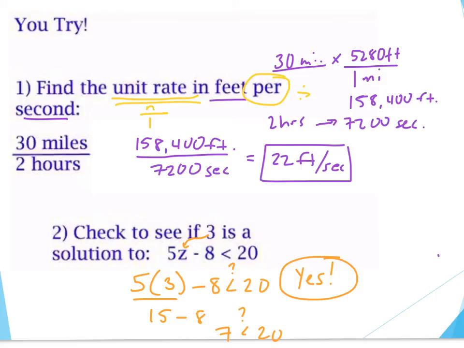Something, I'll put n over 1. Okay, next example, check to see if 3 is a solution to 5z minus 8. Now what does that symbol mean? That is less than 20. So what I did here to find a solution, remember solutions when you plug it in, makes the equality, or in this case inequality, true. So I plugged in 3. Order of operations says I'm going to do 5 times 3 first, which is 15. Subtract 8, which gives me 7. Is 7 then less than 20? 7 less than 20? Well, I think it is, right? So yes, that means 3 is a solution to this problem.